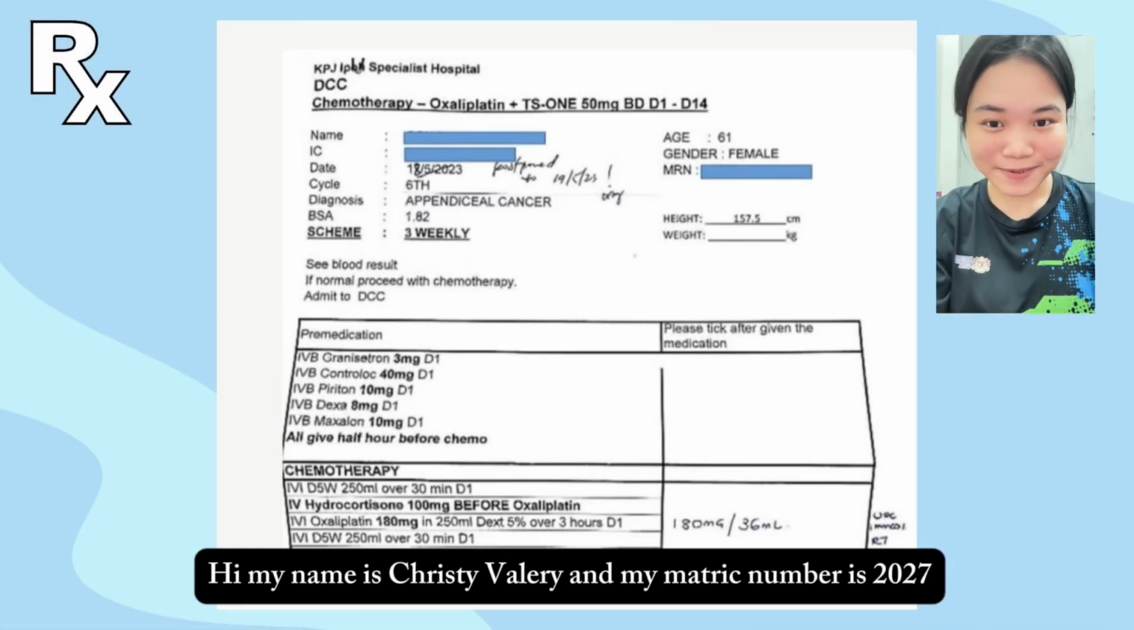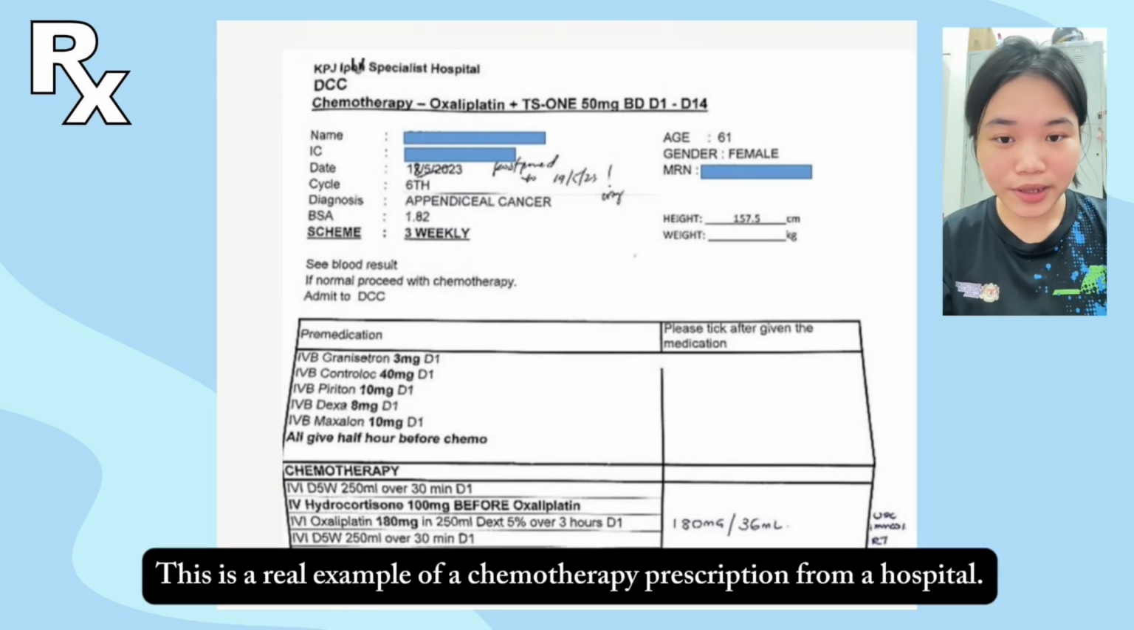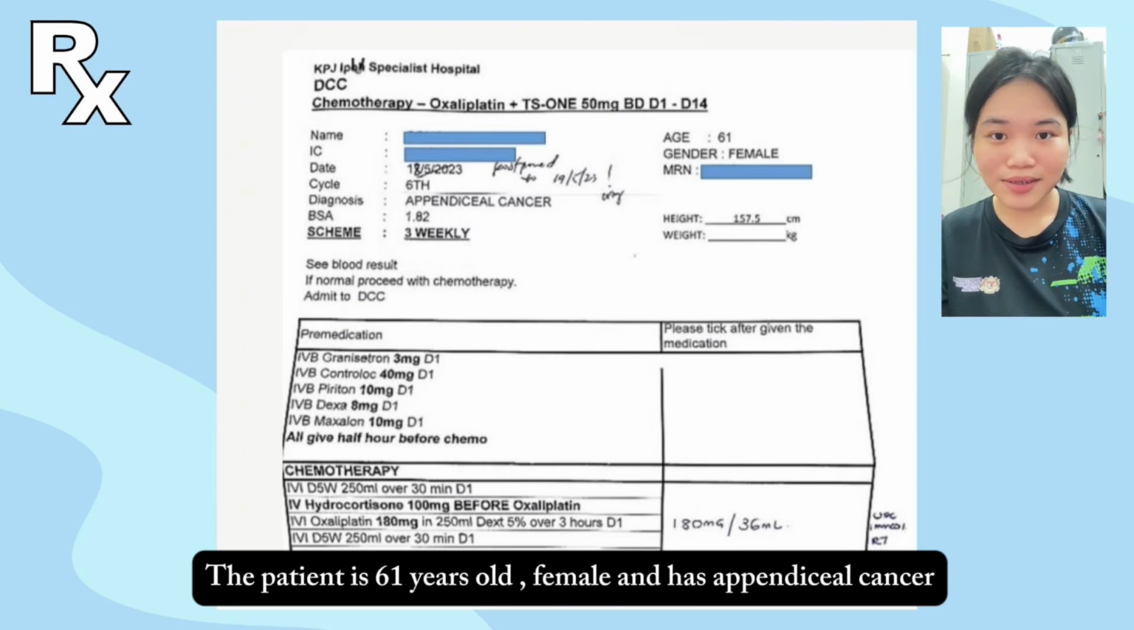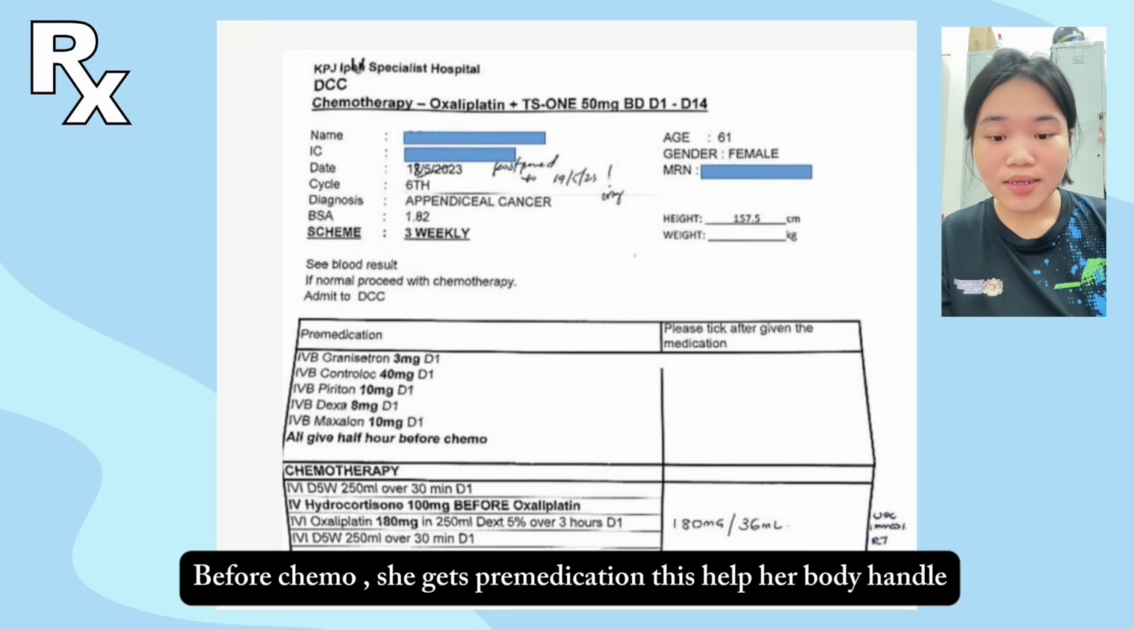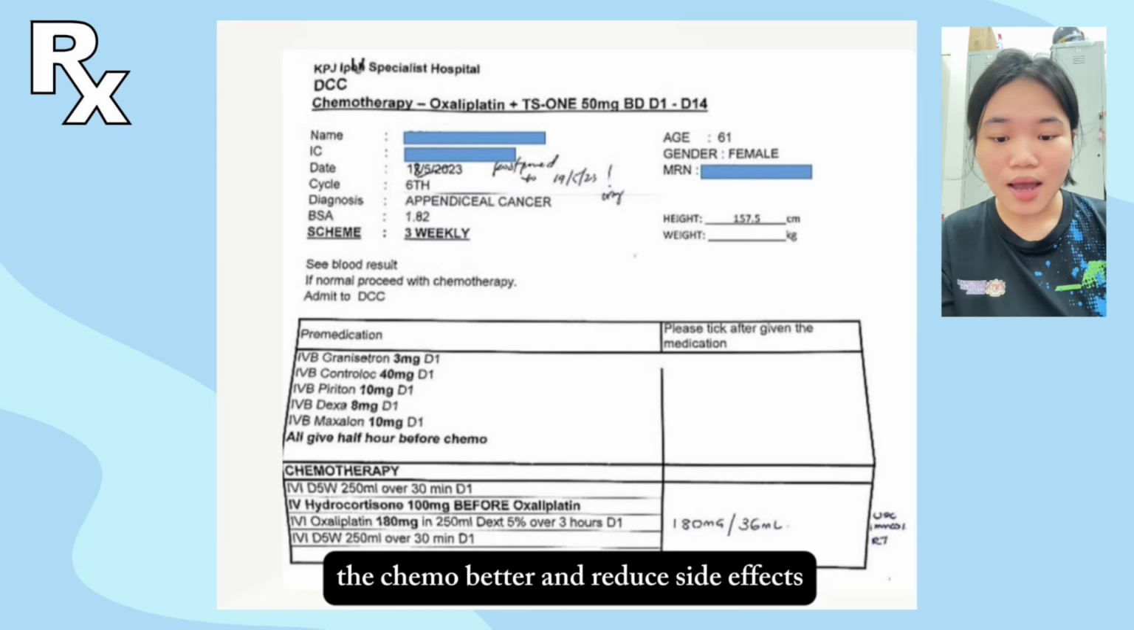Hi, my name is Christy Valerie and my metric number is 2027. This is a real example of a chemotherapy prescription from a hospital. The patient is 61 years old, she is female and has appendiceal cancer. Her treatment includes oxaliplatin and TS1. Before chemo, she gets pre-medication. This helps her body handle the chemo better and reduce side effects. Then, she gets the actual chemotherapy.